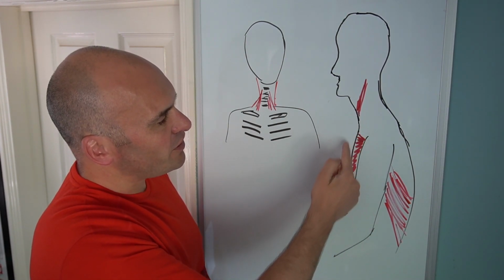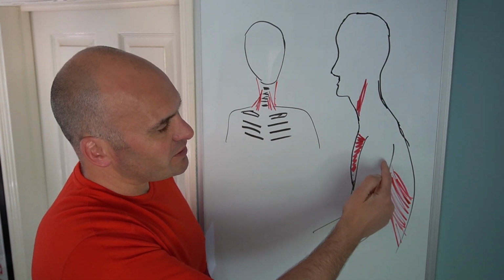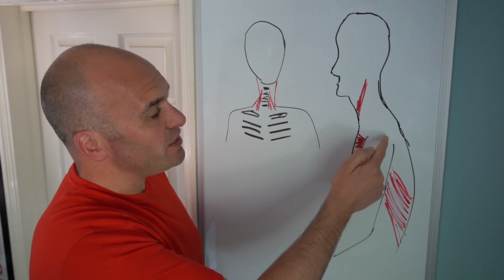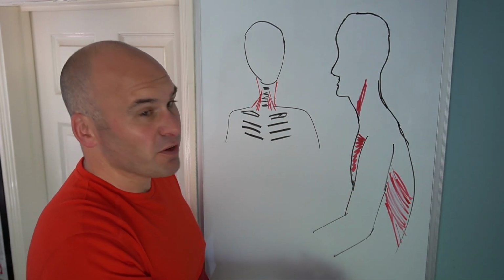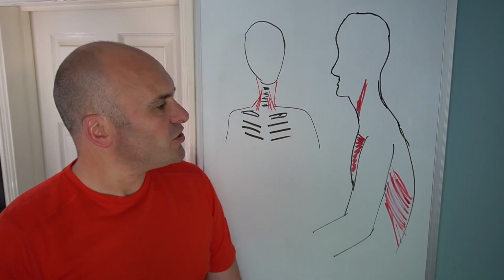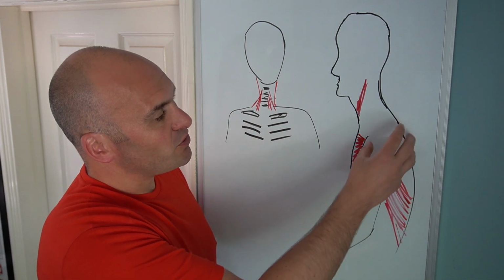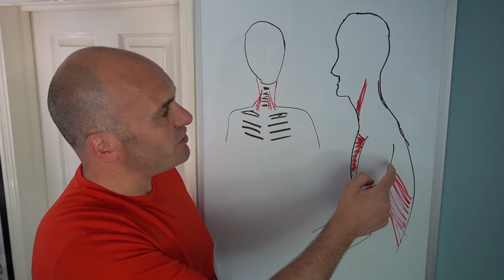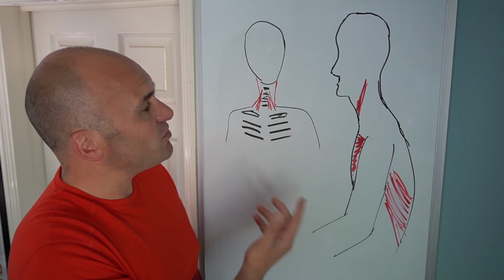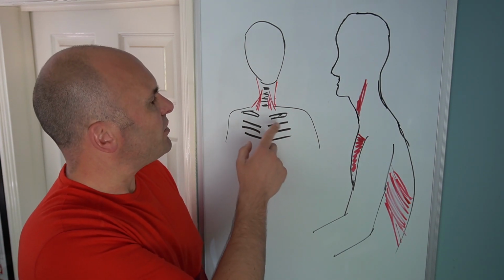So what we've got is tightness in the pecs, and we're also likely to have tightness in the lats. They're both medial rotators of the shoulders, which give the appearance of rounded shoulders. So the first thing we want to do is get these more flexible, and then we want to strengthen the external rotators.